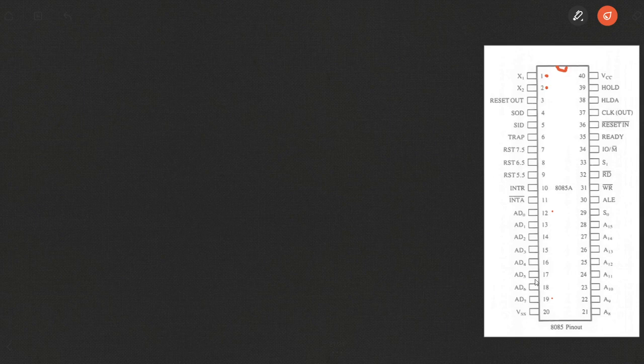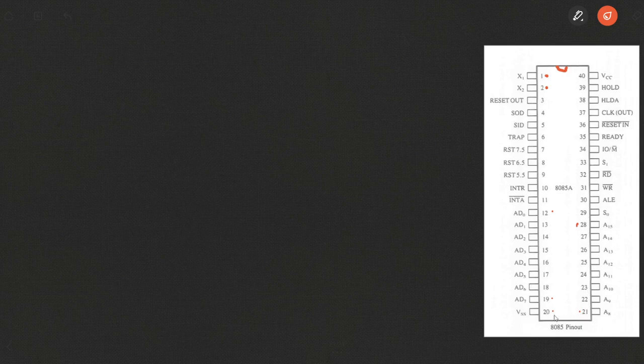As we have said, the address is basically 16-bit, and the rest of the 8 bits are carried by lines 21 to 28. That's A8 to A15. They carry the most significant bits of the address line. These will be unidirectional, A8 to A15, because they do not have to carry the data. They only have to carry the address.